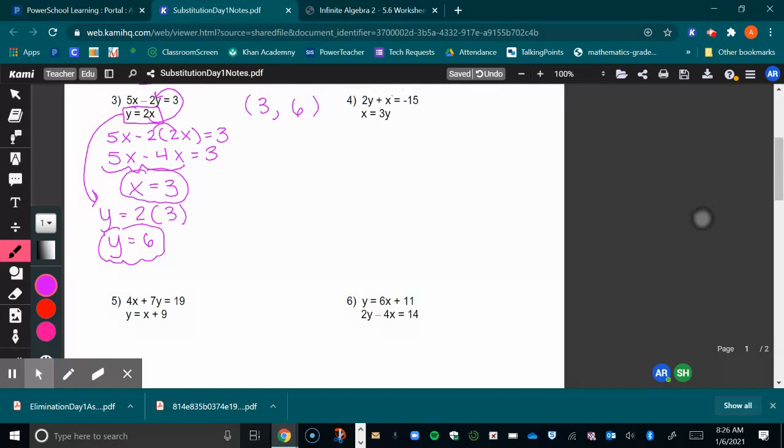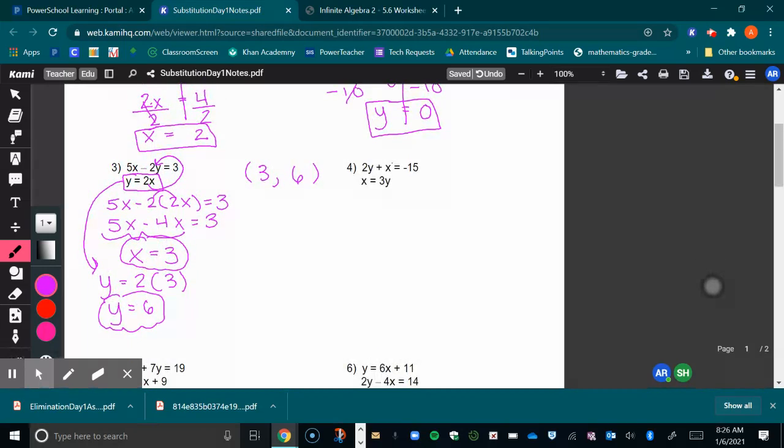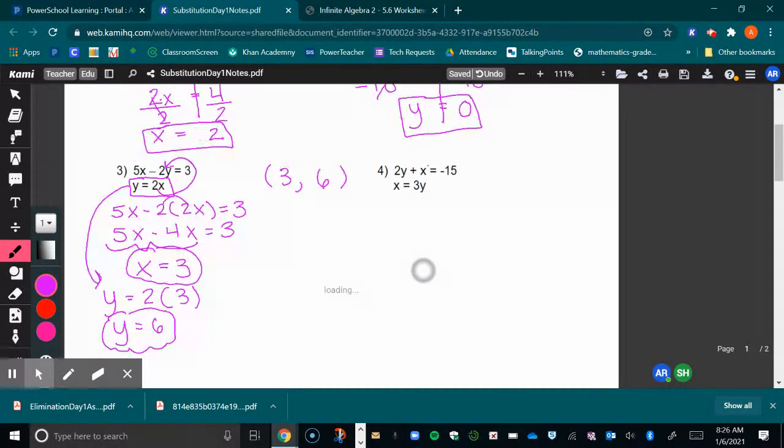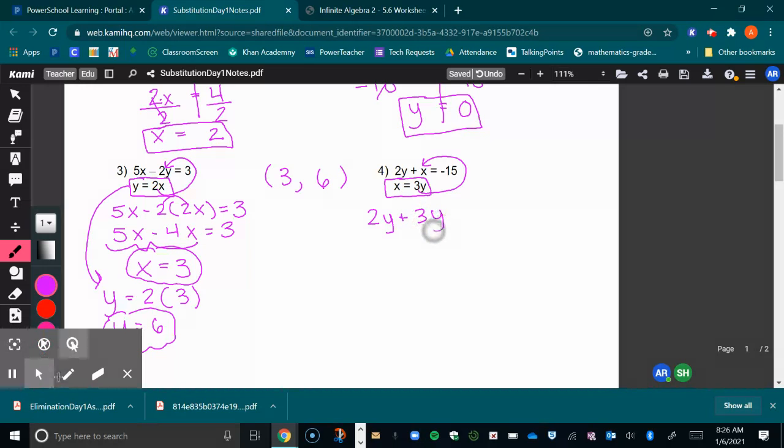All right. So now let's look at number 4 here. So I know that x equals 3y. So I already see that one of them is solved for the other. So instead of x in this first equation, I would put 3y. So I'll have 2y plus, instead of x, I know that x is the same as 3y. So I'm just going to replace with 3y equals negative 15.